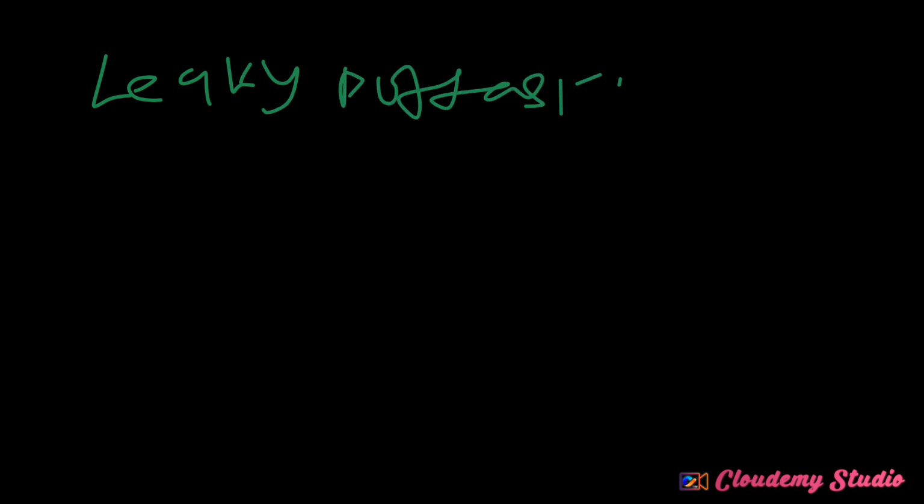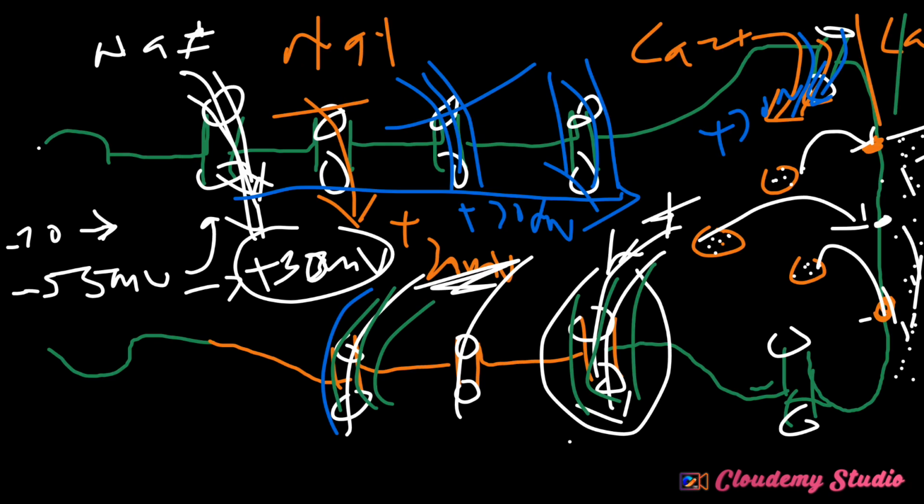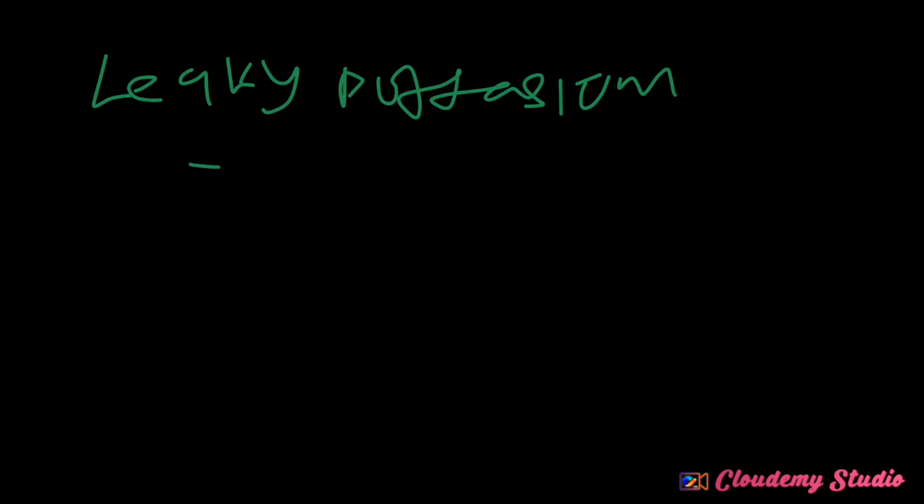Which means it can leak. It can allow leakage. You understand? As it is trying to close, we have reached minus 70 millivolts. What is it going to do? It will try to close.